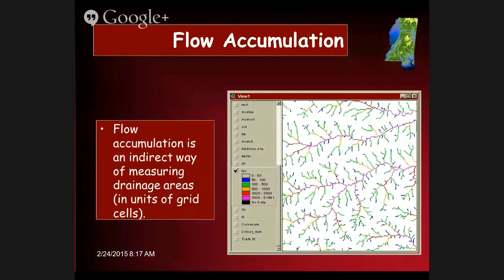All right. So here's flow accumulation on an old GIS system.